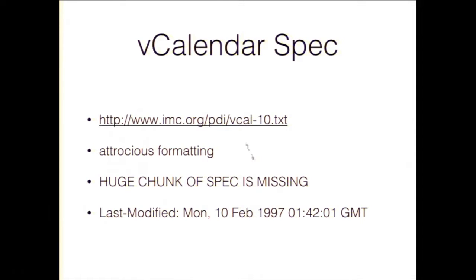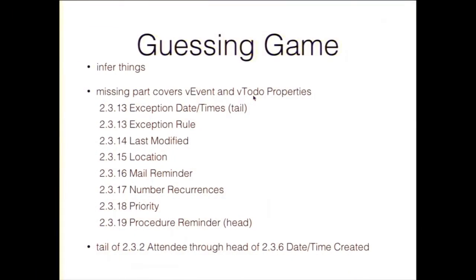So the spec for vCal has horrible formatting, and a huge chunk of the spec is missing. The file was last modified in '97, so it's been that way. How many years is that? A lot. So it was a guessing game trying to figure out the parts that were missing. I had to infer things. These various parts that cover events and to-do properties were just missing. Exception rule, that's a doozy.